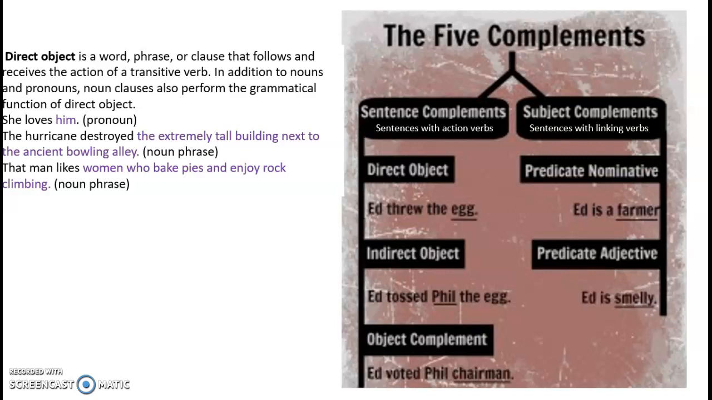In addition to nouns and pronouns, noun clauses also perform the grammatical function of direct objects. So we can have just one single word, one single noun or pronoun, but noun clauses also. For example, she loves him. What do we have here? The pronoun him is a direct object, which is receiving the action, that is, love.